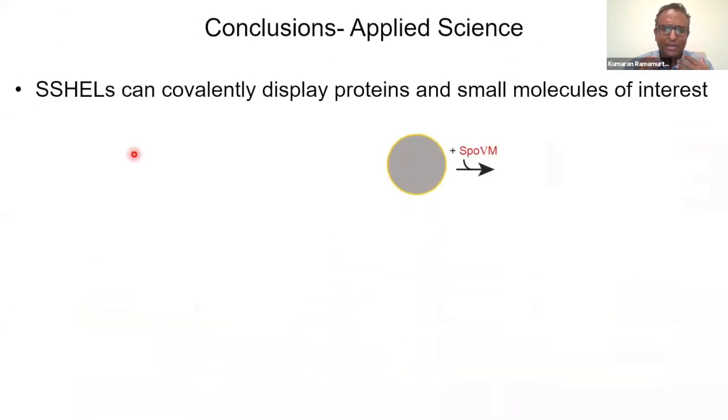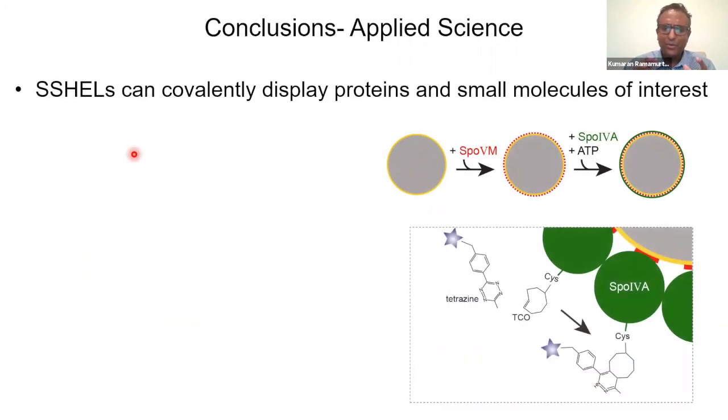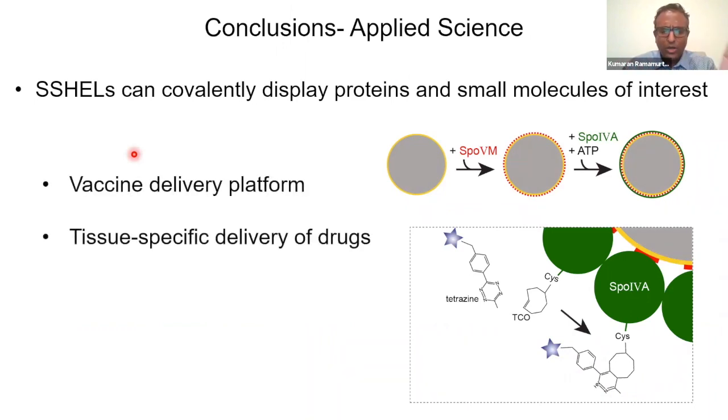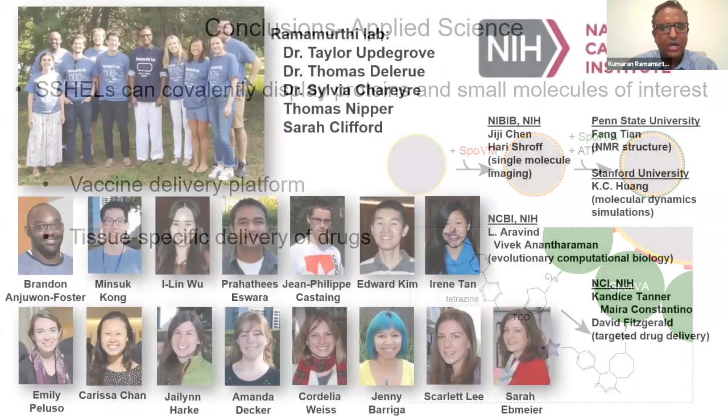And then on the applied science part of this, we've shown that we can covalently display multiple proteins and small molecules of interest. We had one report where we suggested we can use this as a vaccine delivery platform. I didn't show you that data today. Some of the newer data suggest that we can actually use this as a tissue-specific drug delivery vehicle to specific cancer cells. So I'll end it there.